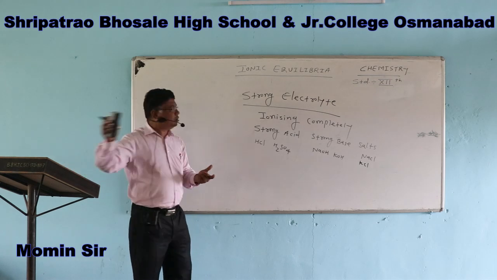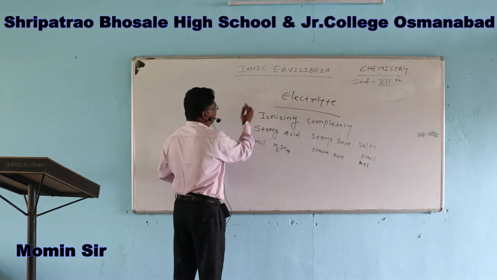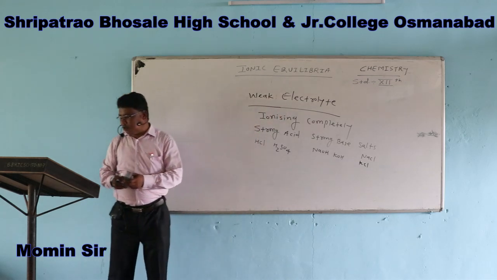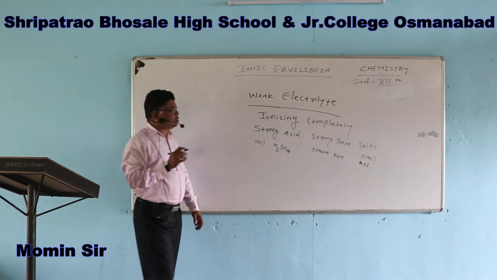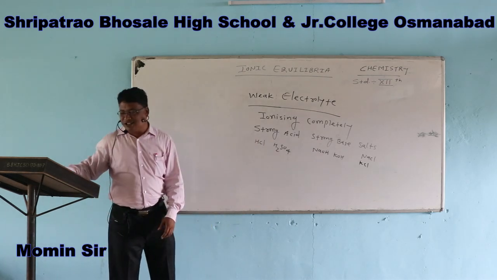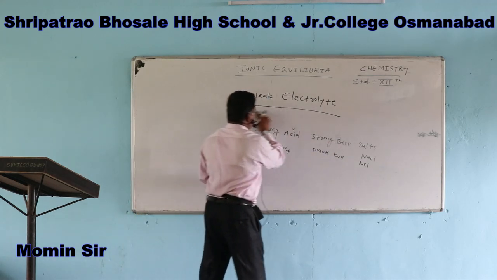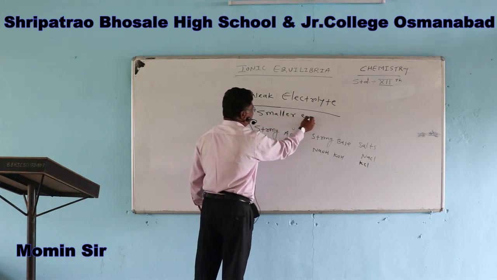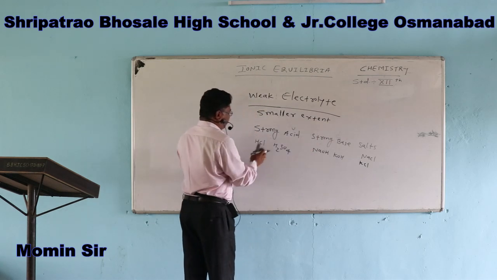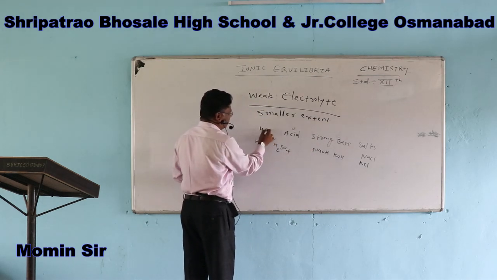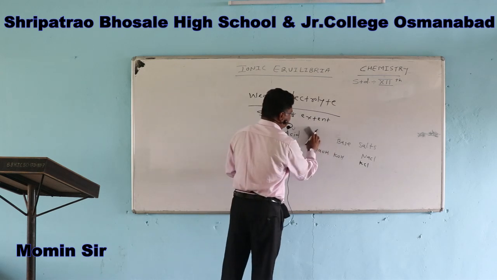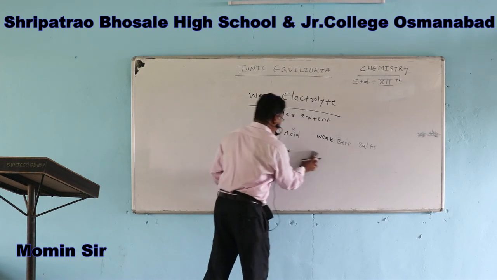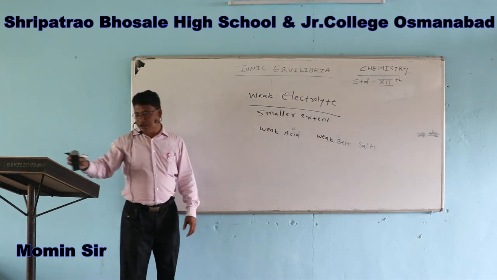In opposite to that, what are called weak electrolytes? Weak electrolytes are those which ionize to a smaller extent. So, weak acids, weak bases and salts are the examples of weak electrolytes.